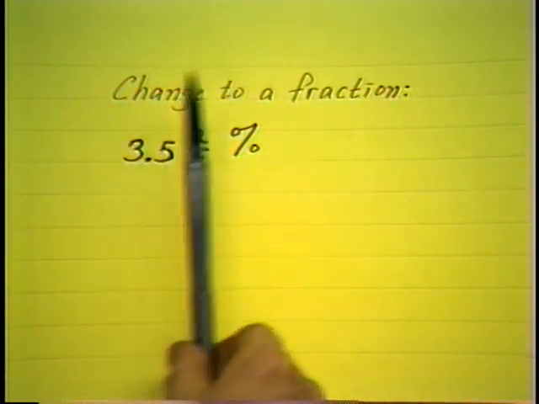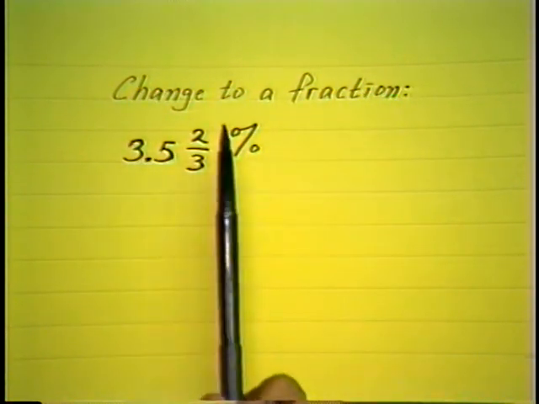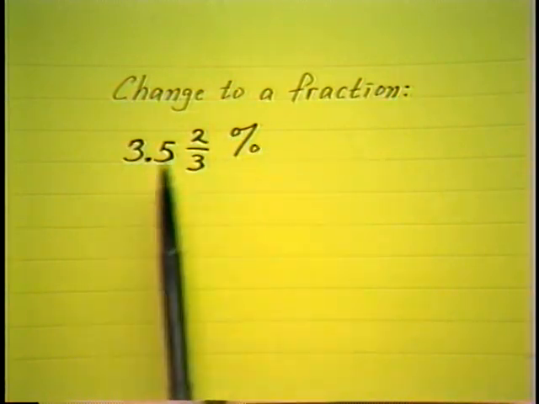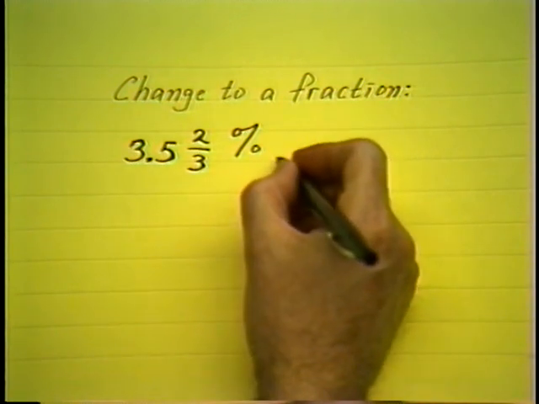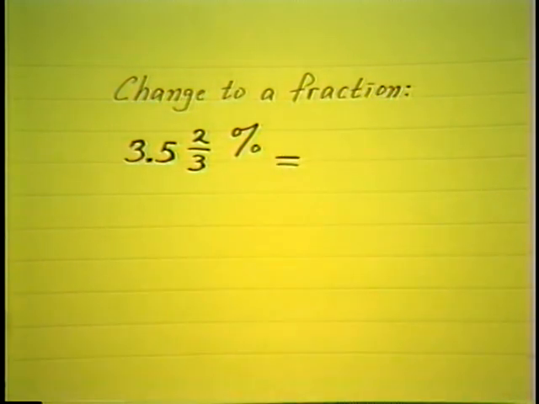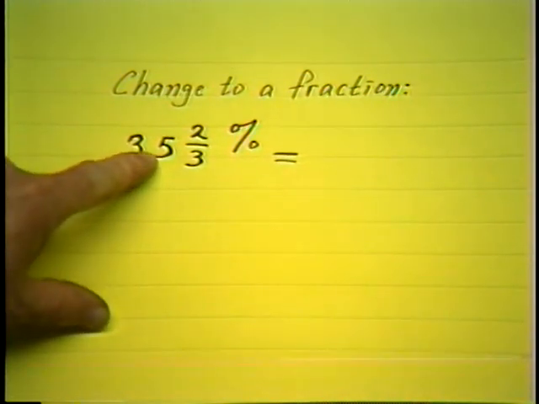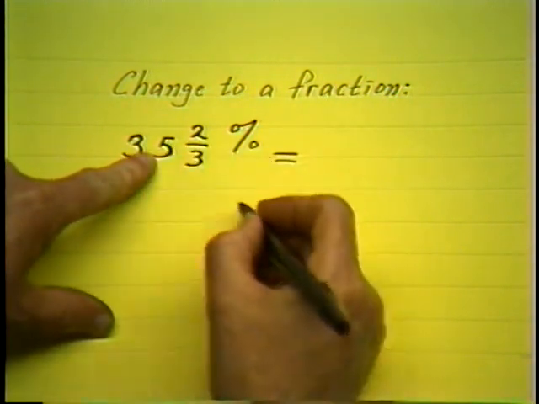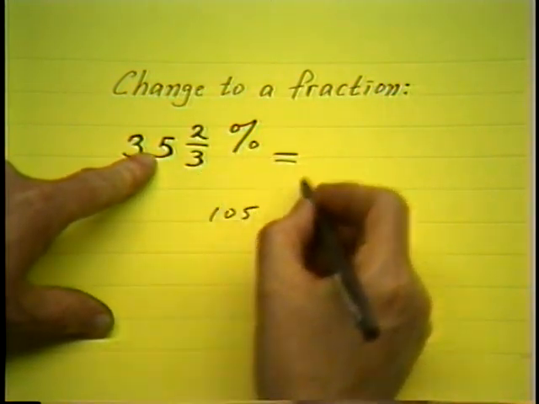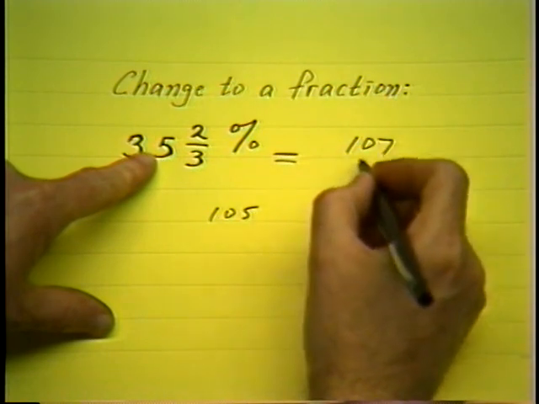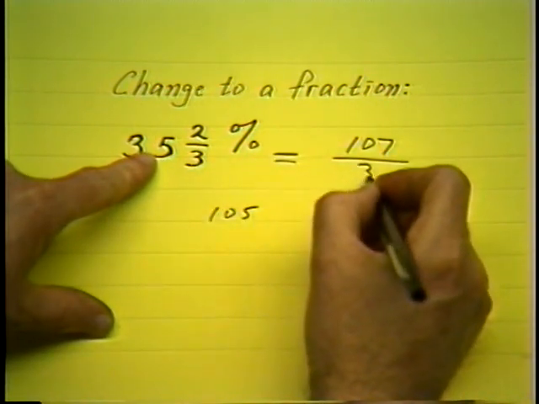So when we say to change to a fraction, that means we don't want the decimal point or the percent point. We somehow want both of these out, but still know that our answer is equivalent in value to this number. Here's a case where the shortcut works very nicely. Pretend like the decimal point isn't there, and we have 3 times 5 is 15, carry the 1, 9, 10, add 2, gives me 107 on top, thirds on the bottom.